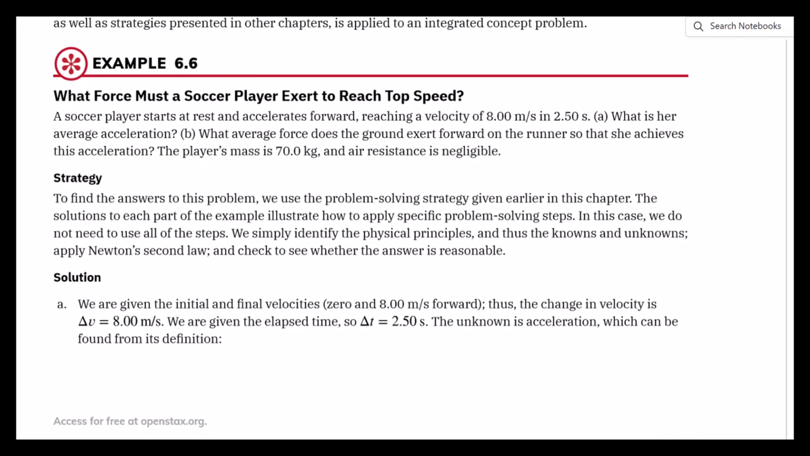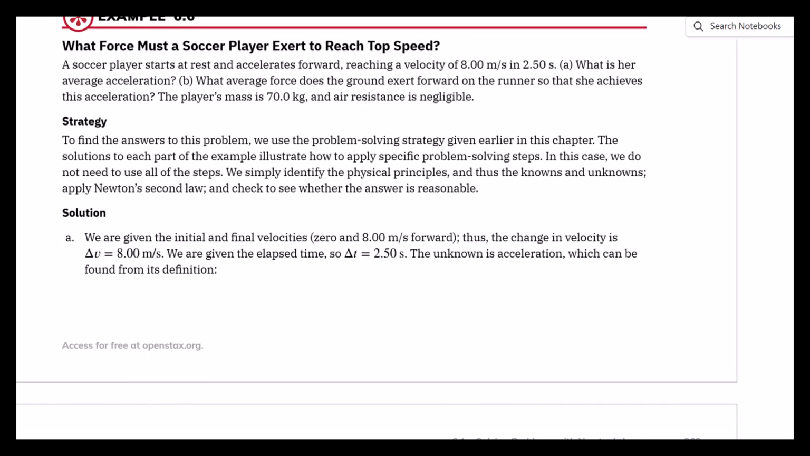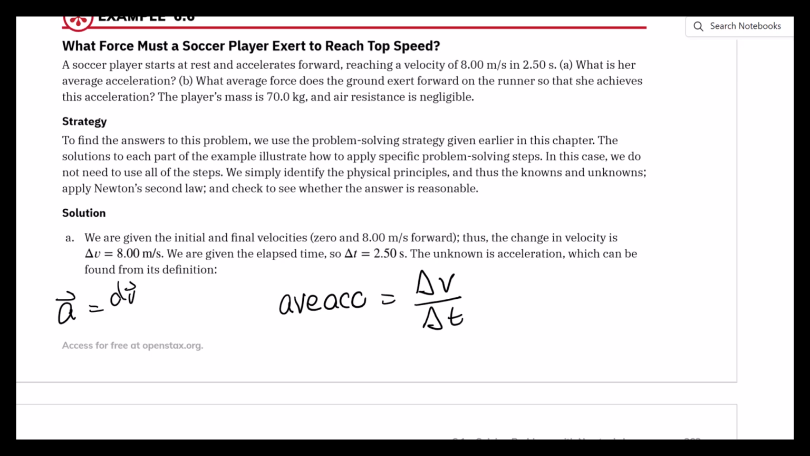Soccer player starts at rest, accelerates forward, reaching a velocity of something and something. What's the average acceleration? I feel like that was a problem we solved already, but I'll solve it anyway. Okay, starts at rest, accelerates forward. Velocity. So average acceleration is change in velocity over change in time, right? Because instantaneous acceleration is dv/dt, so the average is just the change over the change.